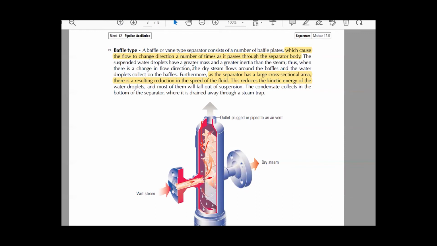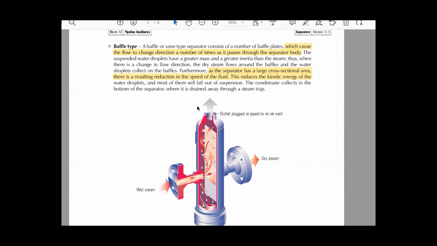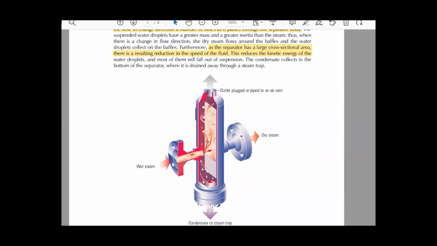The separated water droplets have a greater mass and greater inertia, so when the flow changes, the steam moves around the baffle plates and the water droplets collect together and get rid of the separator from the condensate port. I will fit a steam trap set in this port to remove condensate into the condensate tank, into the drain, or into the flash vessel, so I can use it as a heat recovery source. The separator has a large area, which results in reduction in speed and reduced kinetic energy.